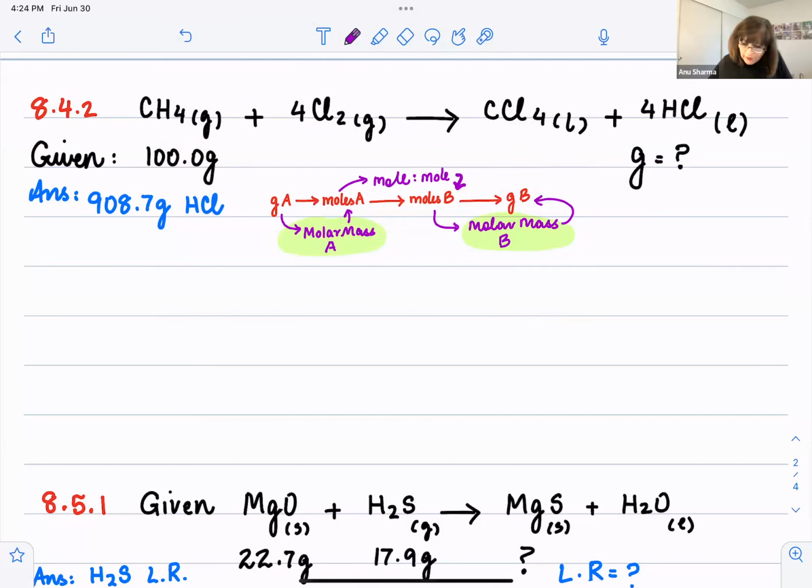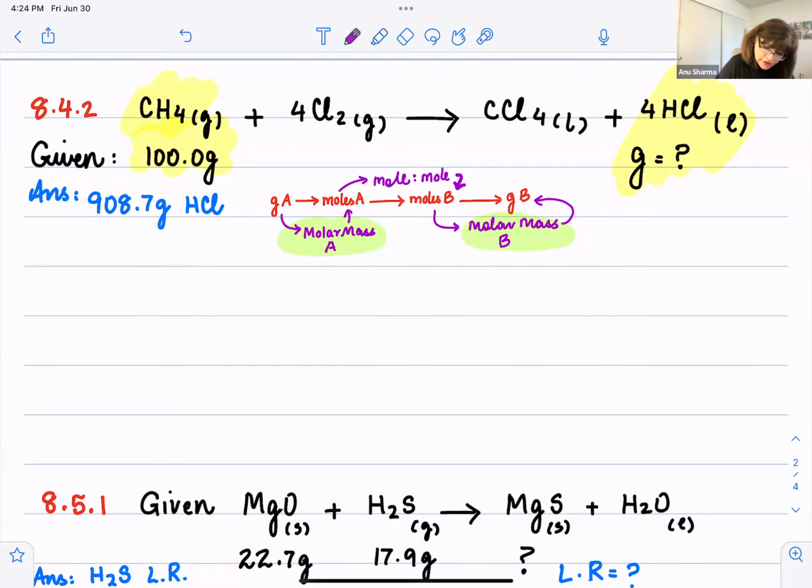Okay, so this is what we are given, the grams. In this case, we are given the grams, and the grams is given of methane, CH4, and we are being asked to find the grams of HCl. Okay, so these 2 entities are in question.